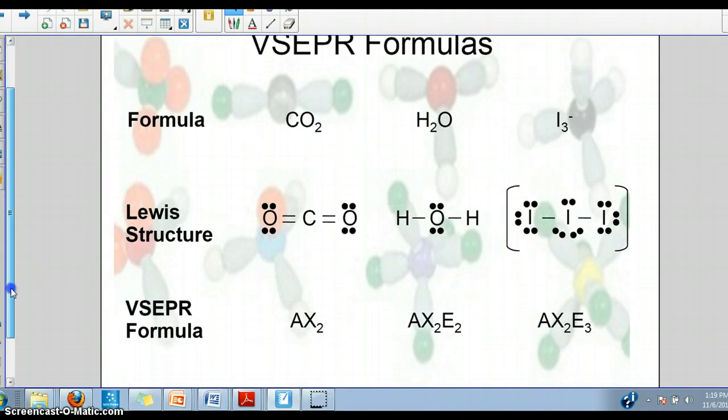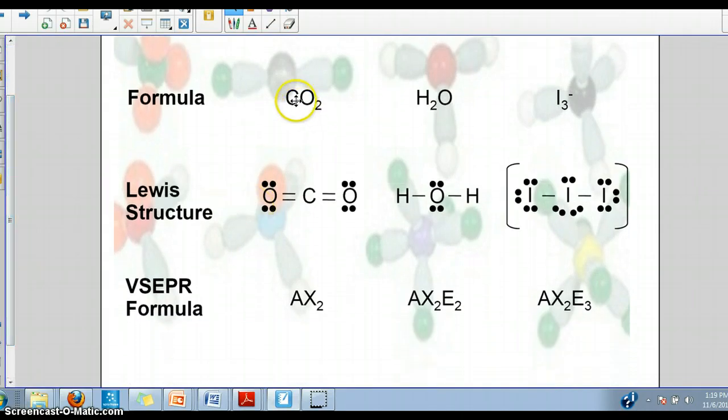All right, so here's some examples of the formulas. So CO2, we see that it makes double bonds with two oxygens, and we see that on the central atom, C, we only have two things attached. So 1, 2, because the double bond only counts as one. So that would be AX2.